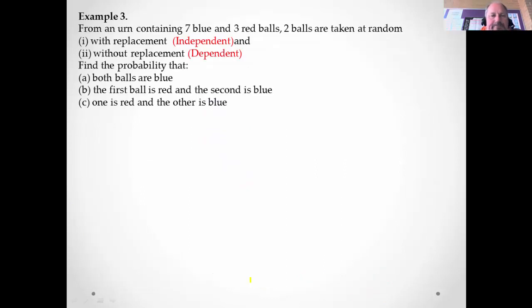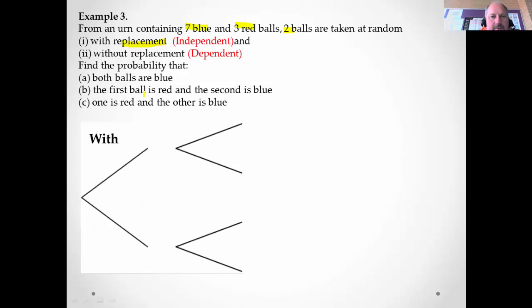Third example, here we've got a situation, an urn is like a vase, so we've got 7 blue and 3 red, and 2 are taken around them. We can do this 2 ways. We can take one out and replace, or we don't replace. So we've got 2 different situations. And we're asked several questions here. Let's do the tree diagram.